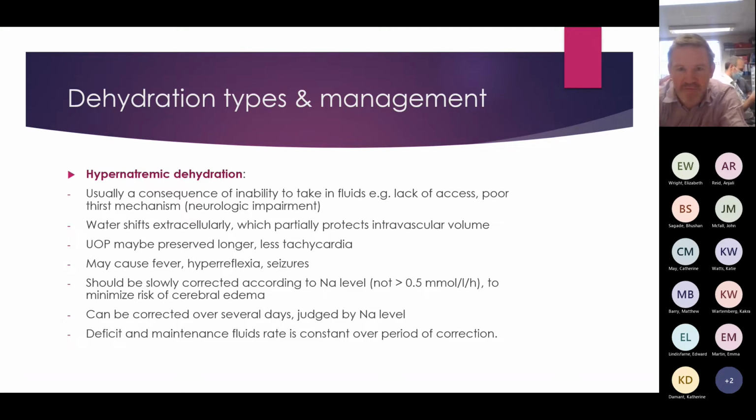This type of dehydration should also be very, very slowly corrected according to the sodium level. Sometimes it can take up to several days. When planning for the fluid therapy, we usually plan it over several days. Sometimes it can reach up to 4 days to correct the sodium level, and it should not exceed 0.5 millimole per liter per hour when trying to bring down the sodium level. This, of course, is to minimize the risk of cerebral edema.